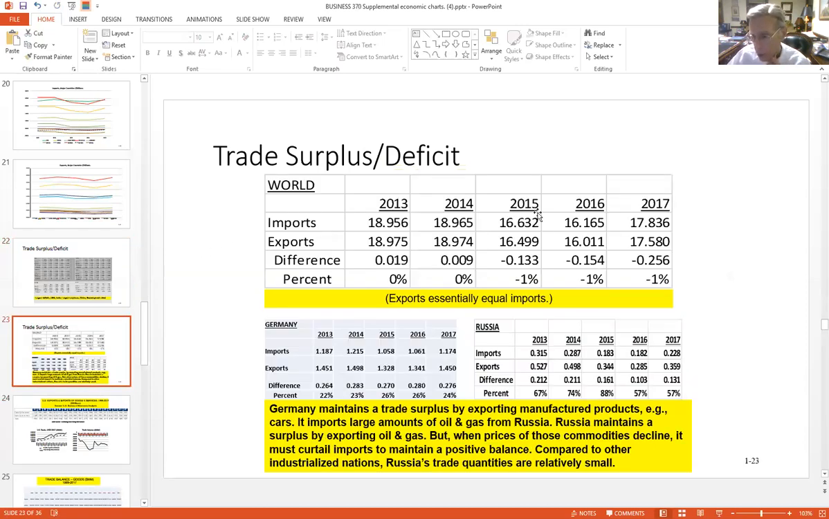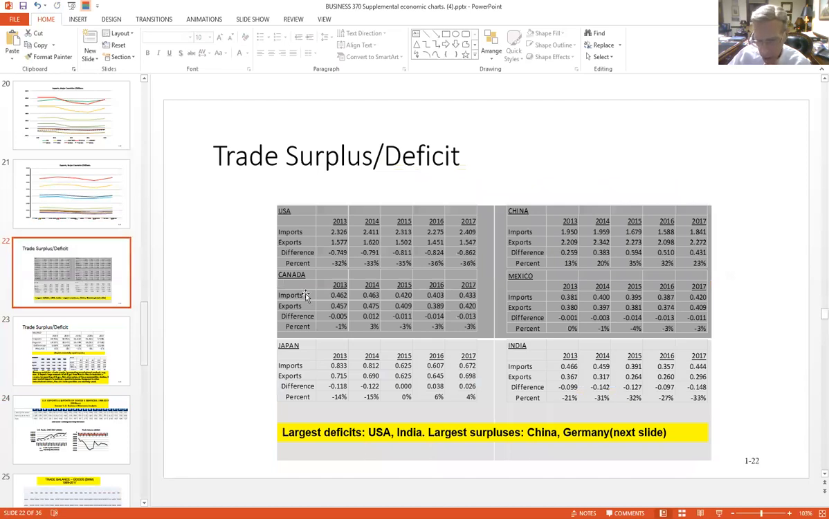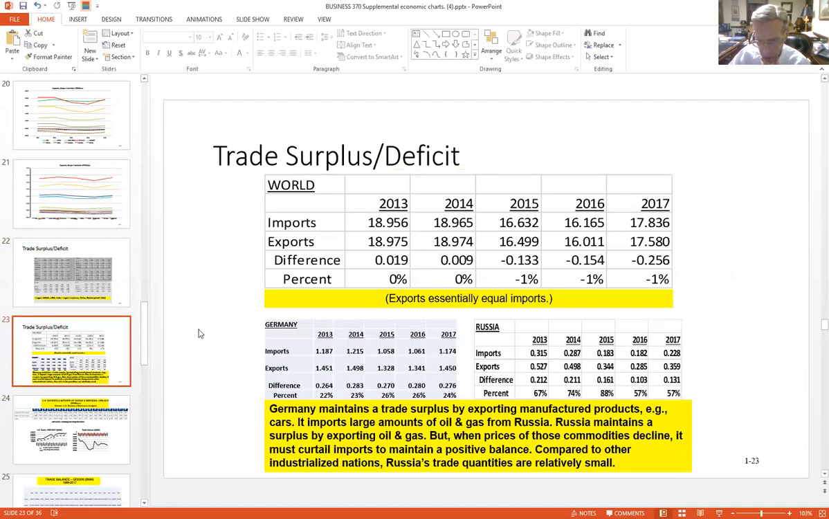So worldwide, you can see that when we account for all the imports and exports, they just about balance. The differences are essentially statistical, but essentially worldwide imports equal exports. On the other hand, some countries like the United States, China, and India have surpluses or deficits.